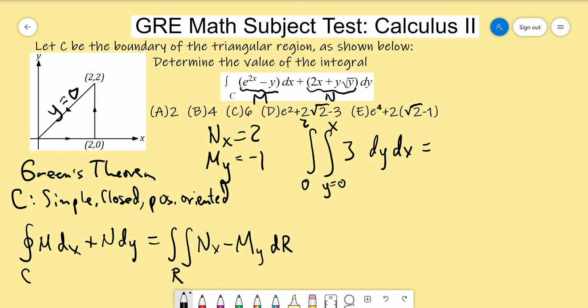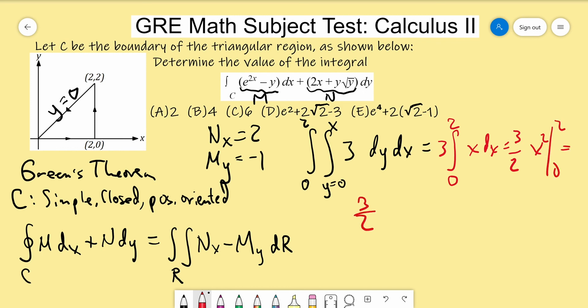So now we just integrate this, and it's much easier than trying to calculate this line integral directly. We can factor the 3 out, and this goes from 0 to 2, and then the integral of 1 is y, so we evaluate it at x and get x minus 0, dx. So this is going to be x squared over 2, so we get 3 halves out front, and then x squared evaluated from 0 to 2, which gives us 3 halves times 4, which is 6. So our answer is C.